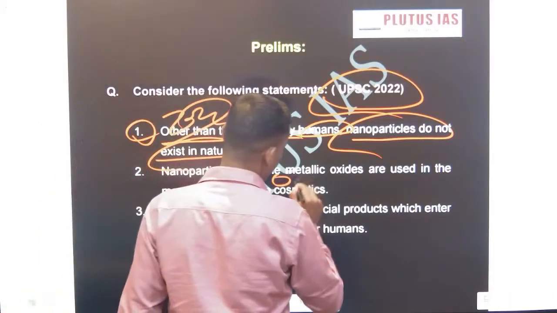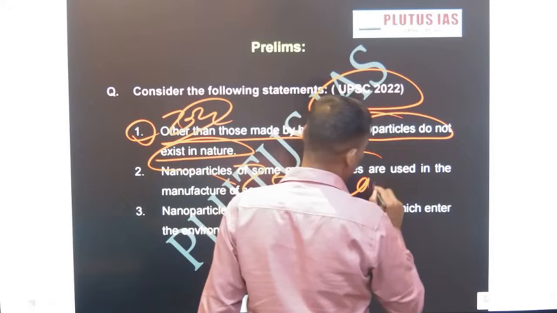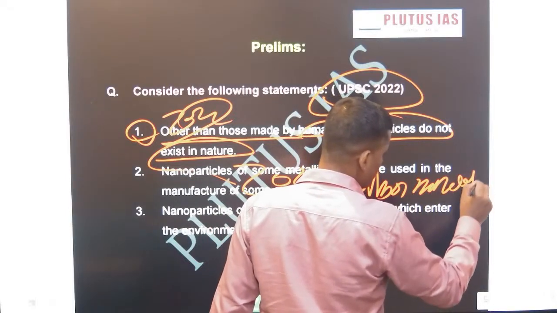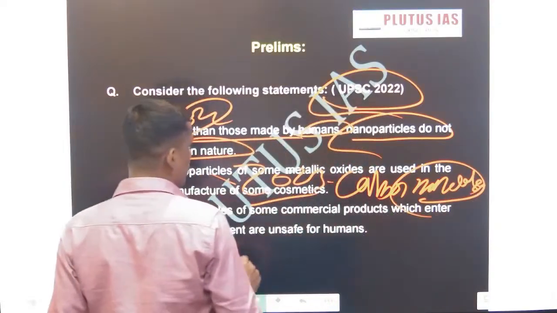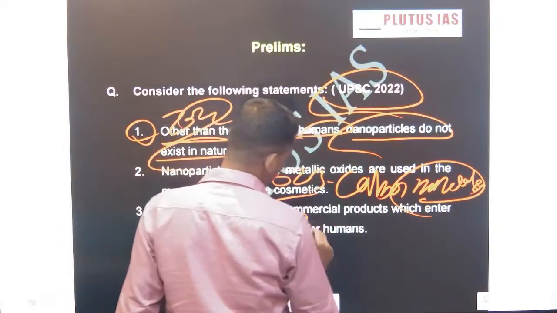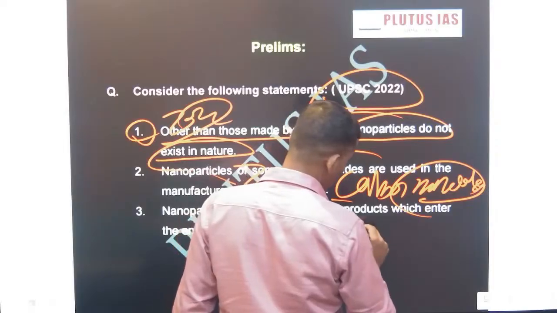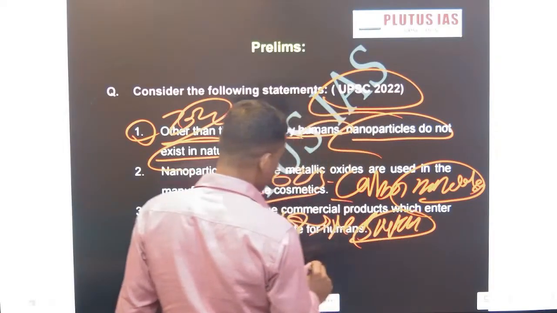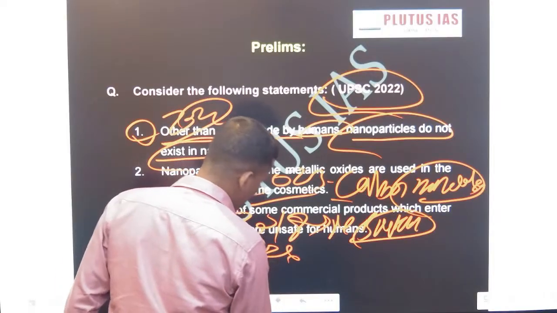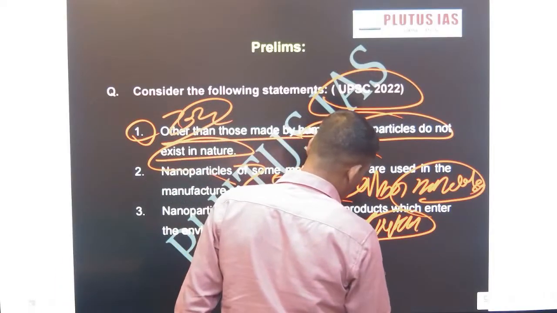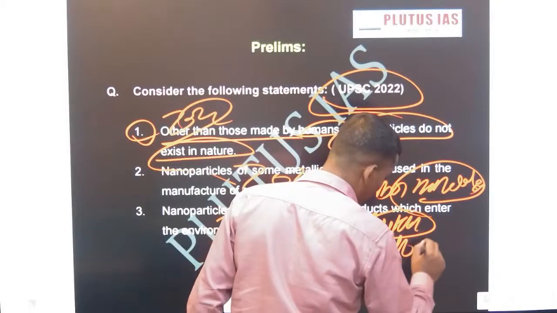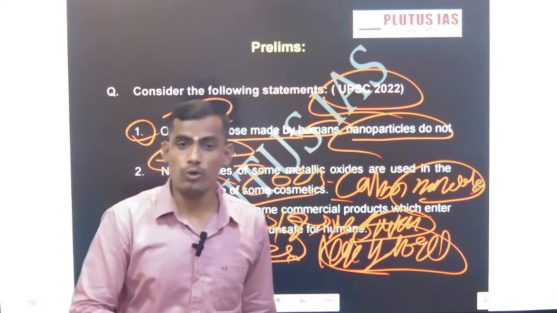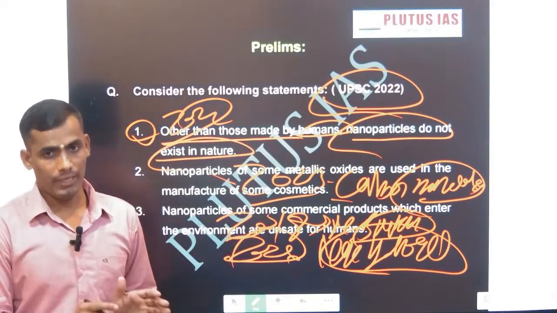Then in 2023 they asked about the carbon nanotube. In 2018 I think they asked about biofilms, nanofilms. Then in 2024 they asked about nano hydrogel, which is nothing but the applications of the hydrogel. So this is a very important topic for both prelims and mains.